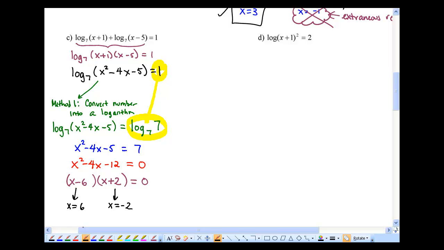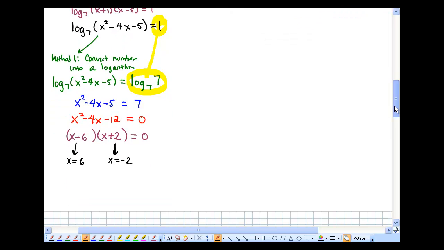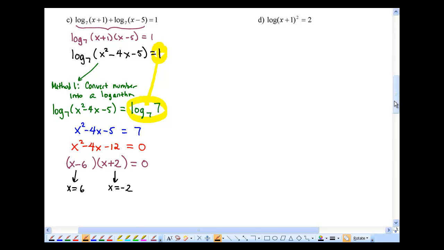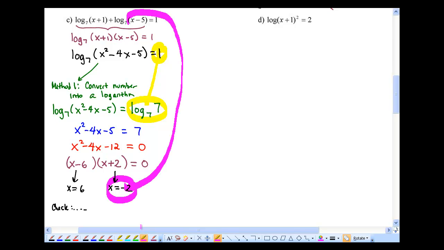Once again, you should go back and check. I'll tell you that when checking, you should check yourself. But I know right away that the negative 2 does not work. If you're curious why, if I were to plug this into here, x minus 5, negative 2 minus 5, that's negative 7. Logs can't be negative, so I know that one doesn't work. You can do all the checking if you want, but I already know this one doesn't work.